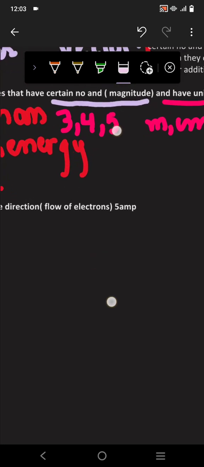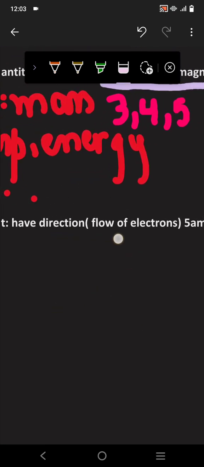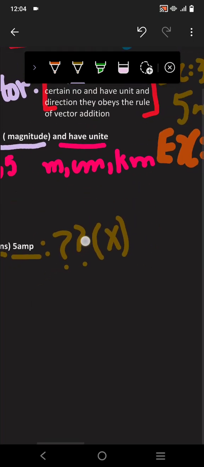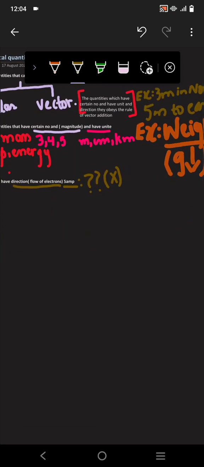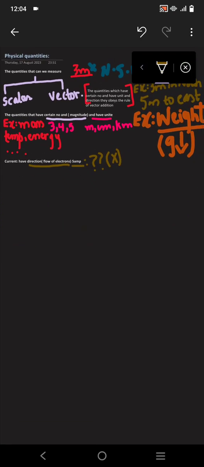But in this case, direction is required and present, the flow of electron, and we have the unit as well. So why don't we call it a vector quantity? Because it does not obey the rule of vector addition. So we have to learn three things about a vector: it has direction, obeys the rule of vector addition, and has magnitude as well. I hope you're clear.